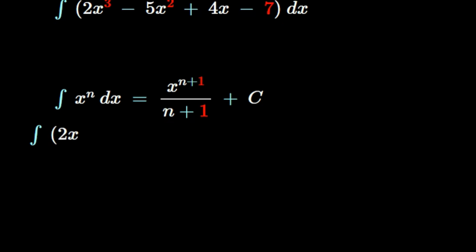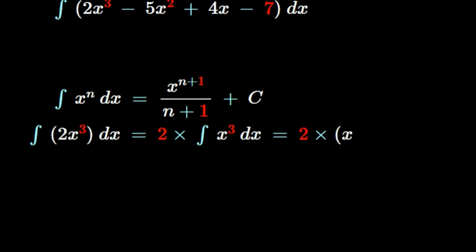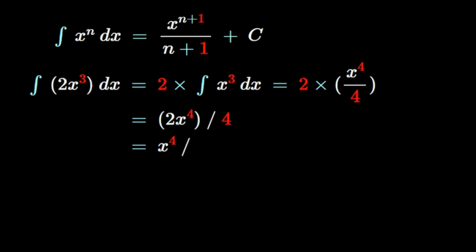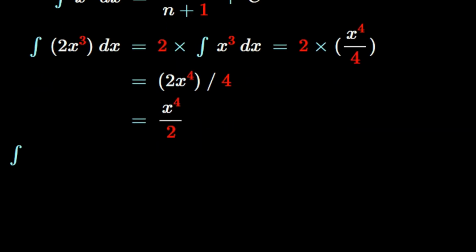The integral of 2x^3 dx equals 2 times the integral of x^3 dx, which equals 2 times x^4 divided by 4, equal to 2x^4 divided by 4, equal to x^4 divided by 2.